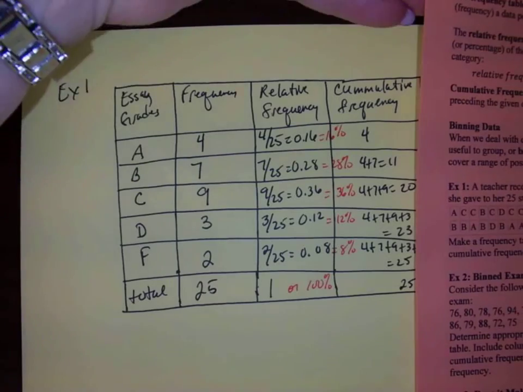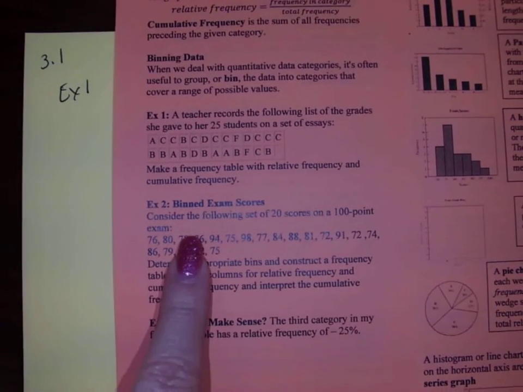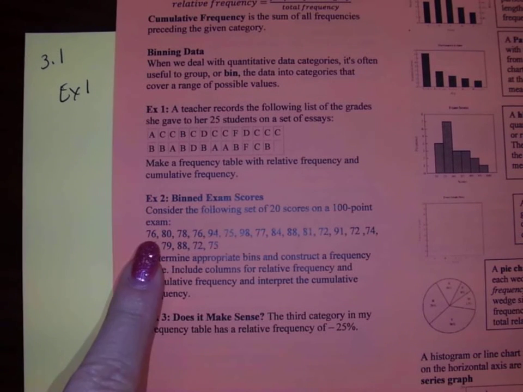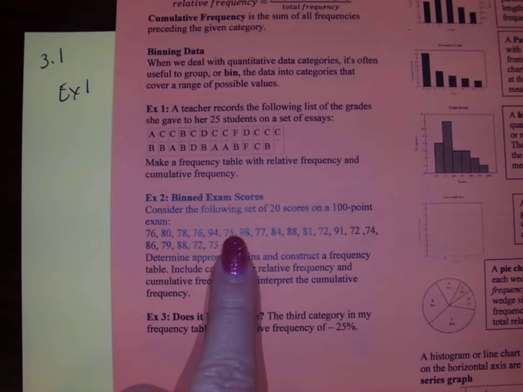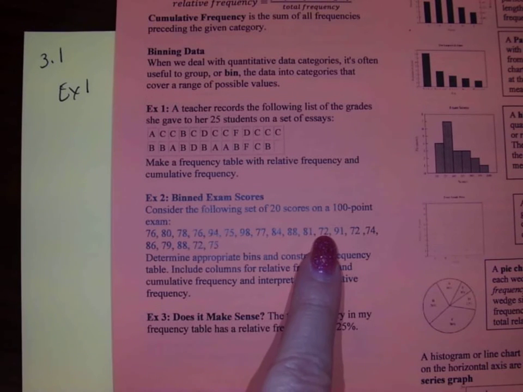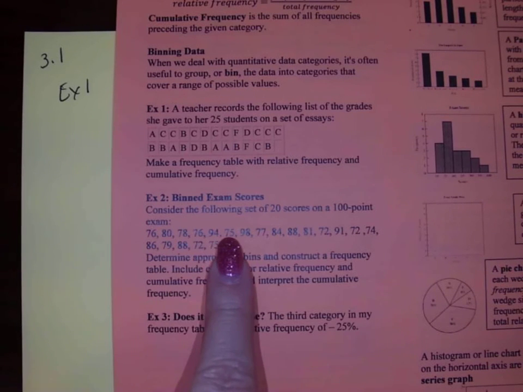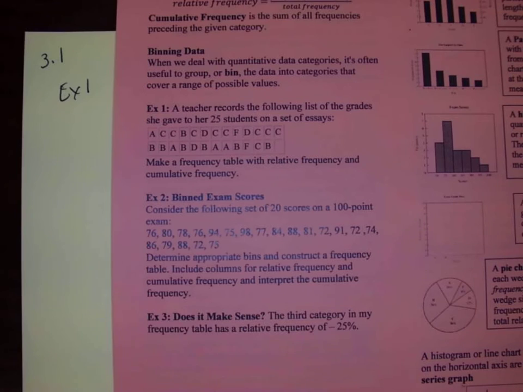Okay, so our next example is the exam scores. We're going to consider the following set of 20 scores on a 100-point exam. So we've got a list of scores. Let's find our lowest. I see a 72. Our lowest is 72. And it looks like there's a 98. Our highest is 98, because I want to have an idea of the range.